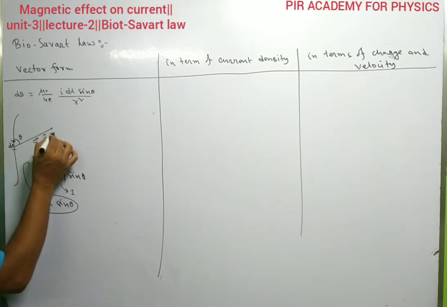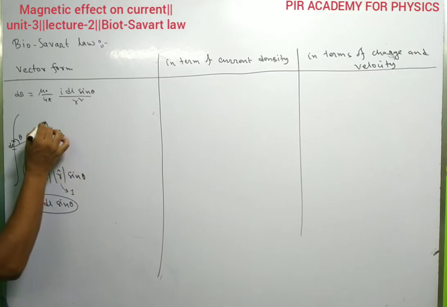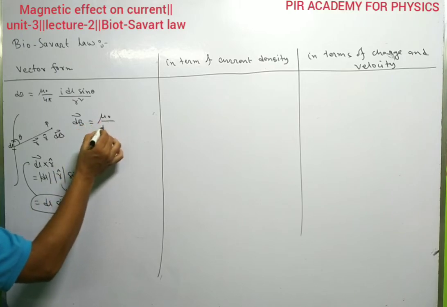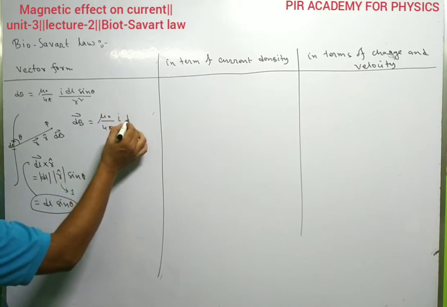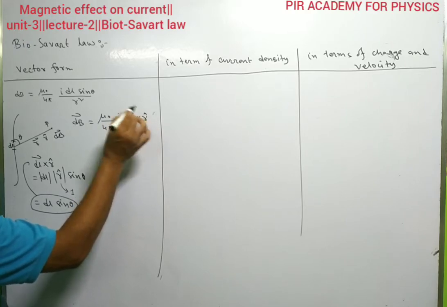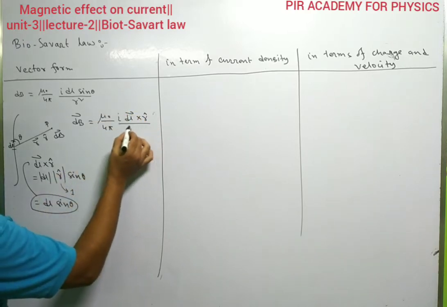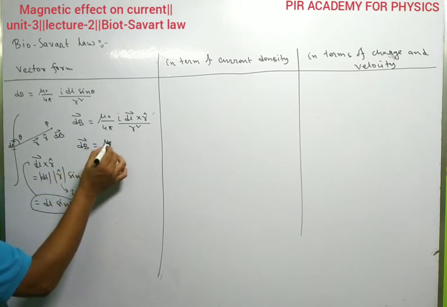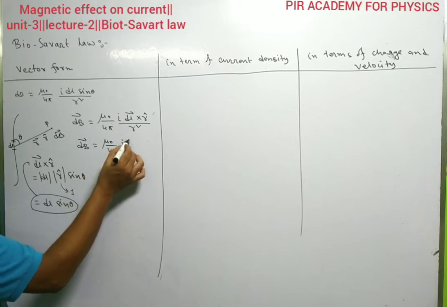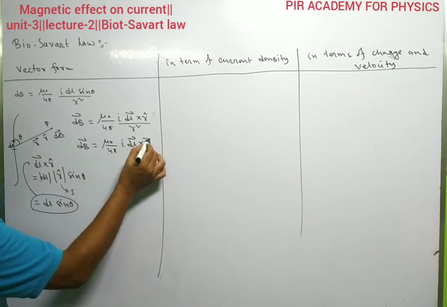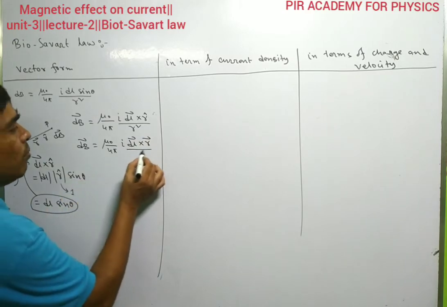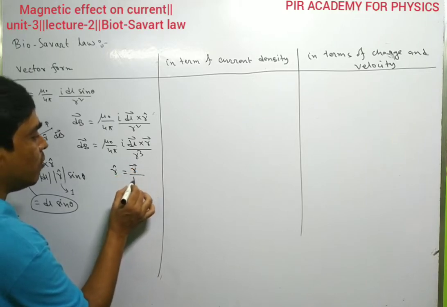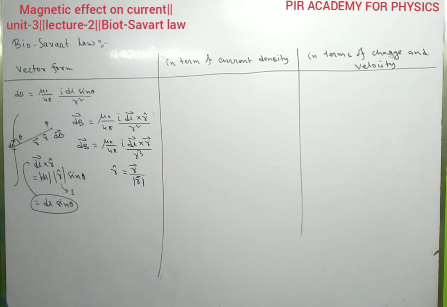So the magnetic field at this point P, written in vector form, is mu 0 by 4 pi I dl cross r unit vector divided by r square. It can also be expressed as I dl cross r vector divided by r cube, because the r unit vector equals the r vector divided by the magnitude of the r vector.